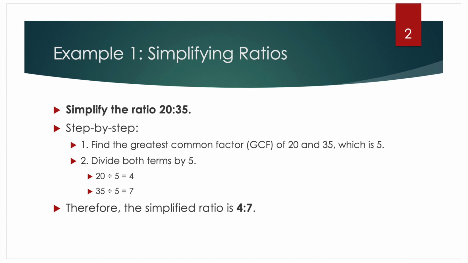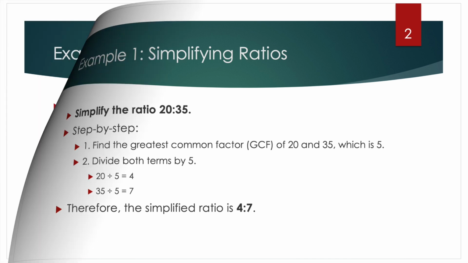To do this, we start by finding the greatest common factor of 20 and 35, which is 5. Then we divide both numbers by 5. So 20 divided by 5 gives us 4, and 35 divided by 5 gives us 7. Therefore, the simplified ratio is 4/7. Simplifying ratios like this allows us to more easily compare quantities by reducing the numbers involved.